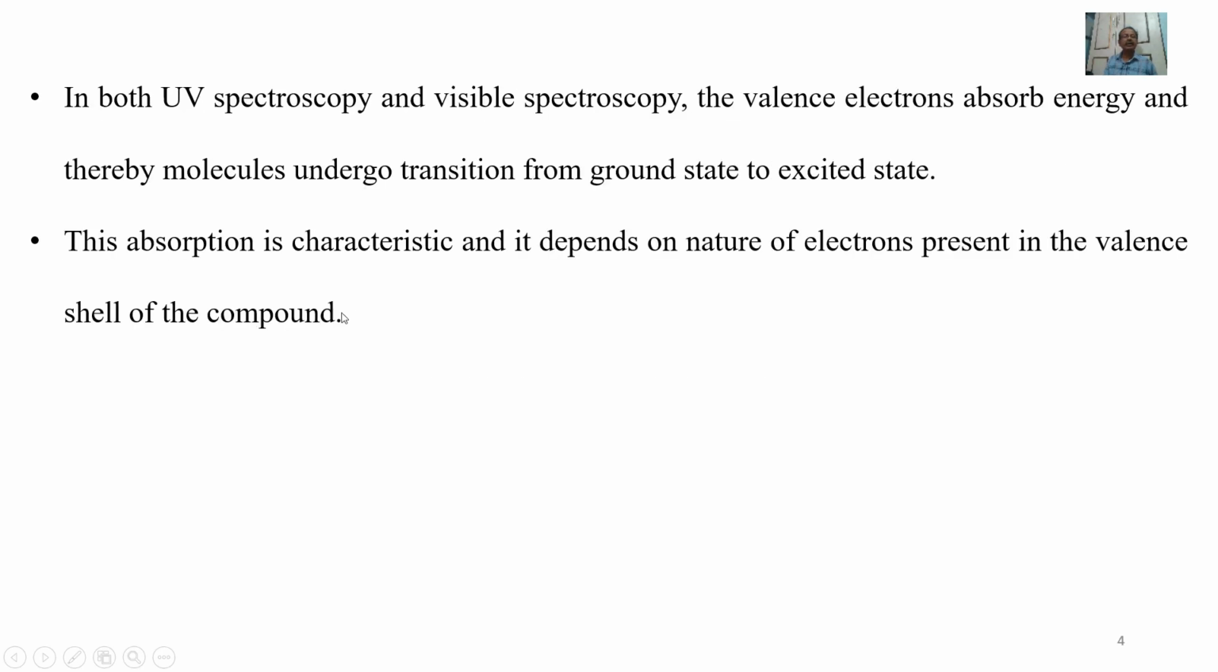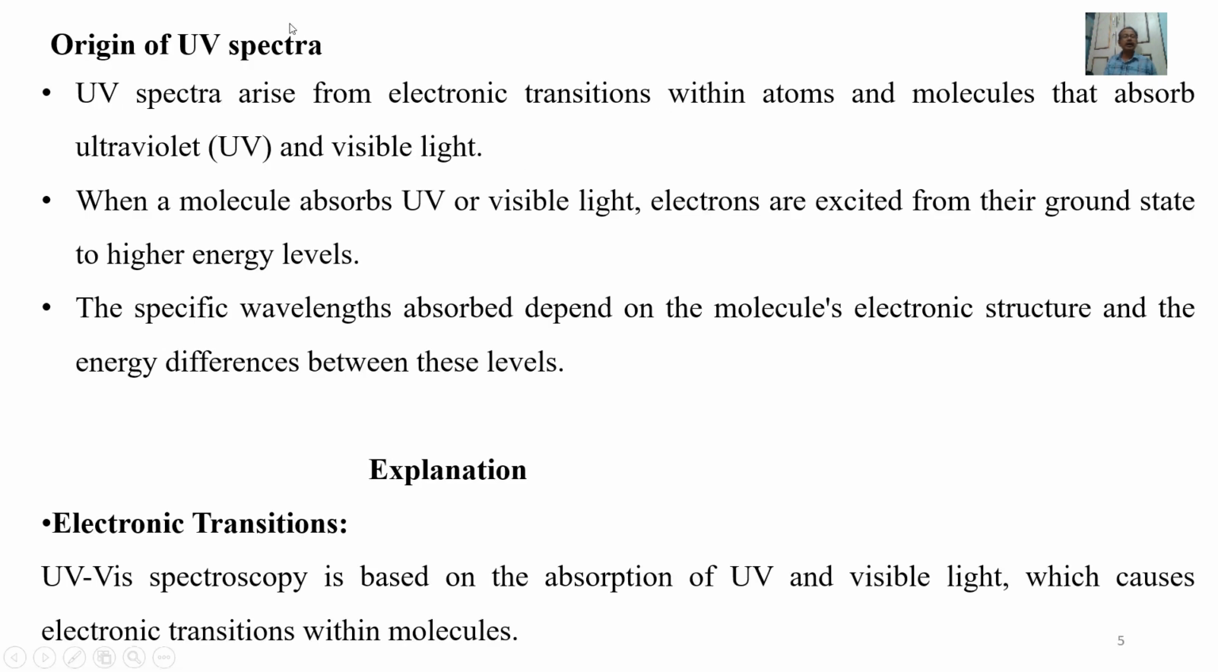In both UV spectroscopy and visible spectroscopy, the valence electrons absorb energy and thereby molecules undergo transition from ground state to excited state. This absorption is characteristic and it depends on the nature of the electrons present in the valence shell of the compound. Origin of UV spectra.